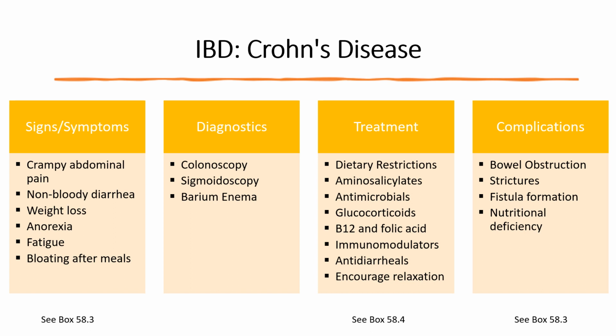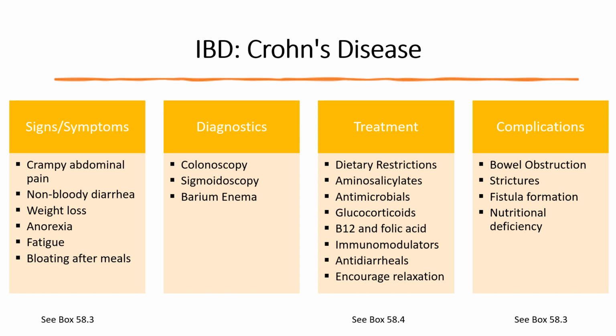So common signs and symptoms are crampy abdominal pain, frequently in the right lower quadrant, and diarrhea that's not bloody. So Crohn's is diarrhea that's not bloody, abdominal mass, weight loss, anorexia, fatigue, bloating after meals. Many patients will ultimately need surgery. They can have a colectomy to deal with the bowel obstruction. Development of strictures may occur. Fistulas can form. There is no cure, but there is symptom and medication management.